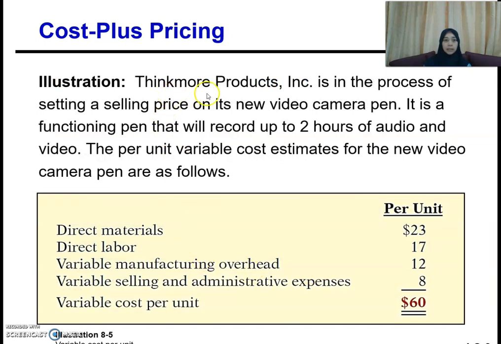Thinkmore Products Incorporation is in the process of setting a selling price on its new video camera pen. So it is a functioning pen that will record up to 2 hours of audio and video. So the per unit variable cost estimates for the new video camera pen are as follows. So you are producing a video camera pen, and then you are being given the information, the per unit. So that means the direct material, the direct labor, variable manufacturing overhead, variable selling and admin expense. You have the variable cost per unit. The total of this gives you 60 ringgit.